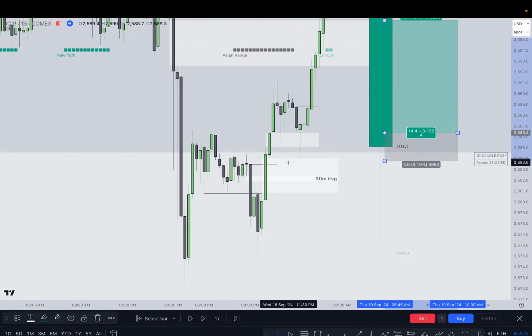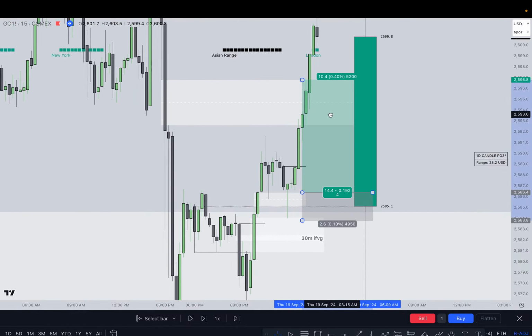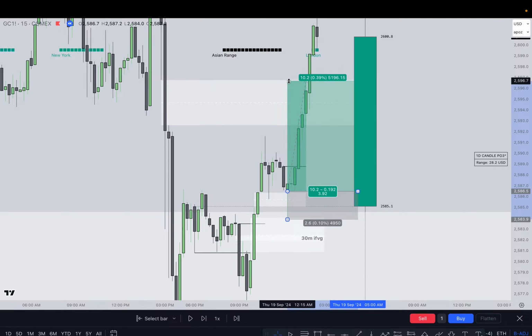And look at this right here. This is the fair value gap inside of the bullish daily fair value gap. So the 30-minute and the daily candle aligned perfectly right here. And when we tapped into it, that's when we started running up. And then we simply aimed for a high probability target right here.